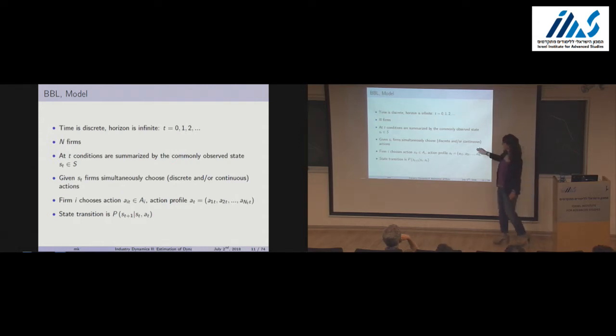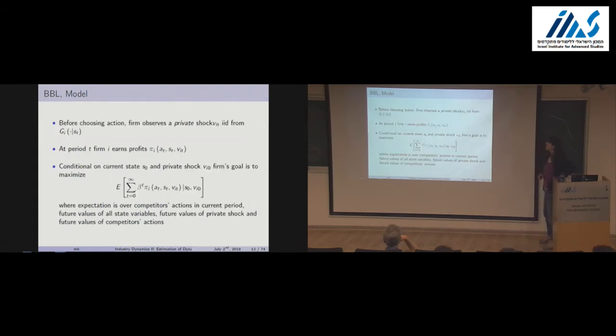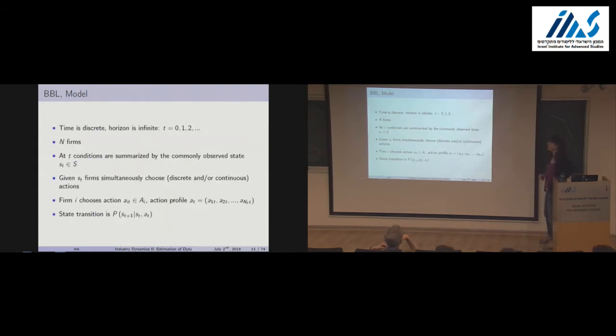So firms are choosing actions alpha_it, and the action profile for each firm looks like this. Then the state transition says that we're moving to some state st plus 1 given st and what every firm is choosing today. And epsilon, or I'm sorry, is there an error there? Well, that's a probability. Yeah.